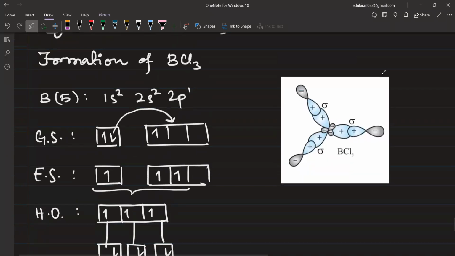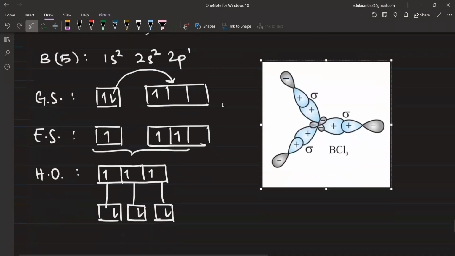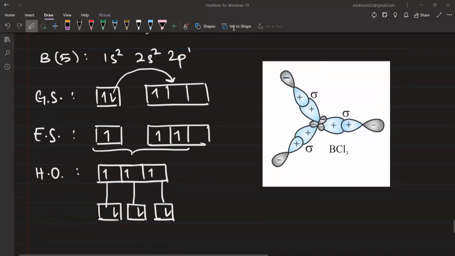You can write the structure. Because the steric number is 3, hybridized. Here you are asking, here we have one S and 2 P's. No? Okay, sir. All of these will be sp2, and these are from chlorine.